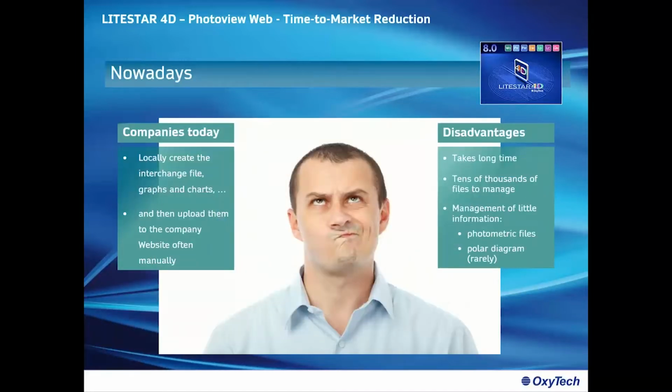Nowadays, what's happening for the companies? They locally create the interchange files, graphs, and charts, and then they upload them to the company website. And often it is done manually, less and less, we can say, but it is still happening in this way. Most of the manufacturers upload their information, for example, the LDT files, the photometries, or the IES photometries, usually in zip files.